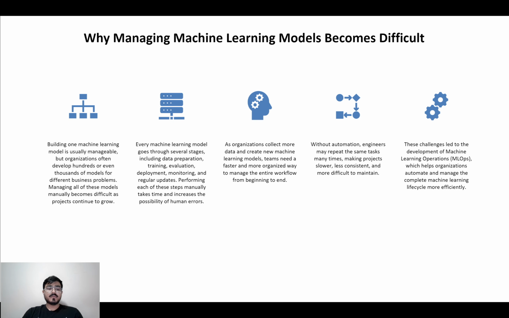Some models recommend products, some detect fraud, others predict customer demand or help improve customer support. Each model needs data preparation, training, testing, deployment, monitoring, and regular updates. If engineers perform every one of these tasks manually, they spend a lot of time repeating the same work. Manual work also increases the chance of mistakes. For example, someone might accidentally deploy the wrong model version or forget to test and update the model before releasing it.